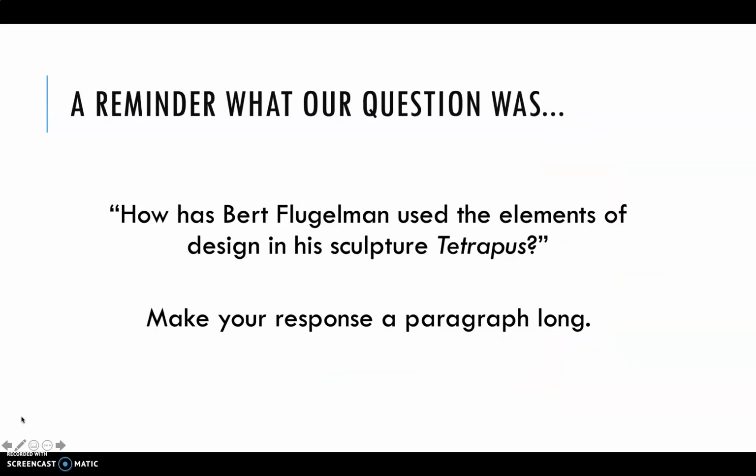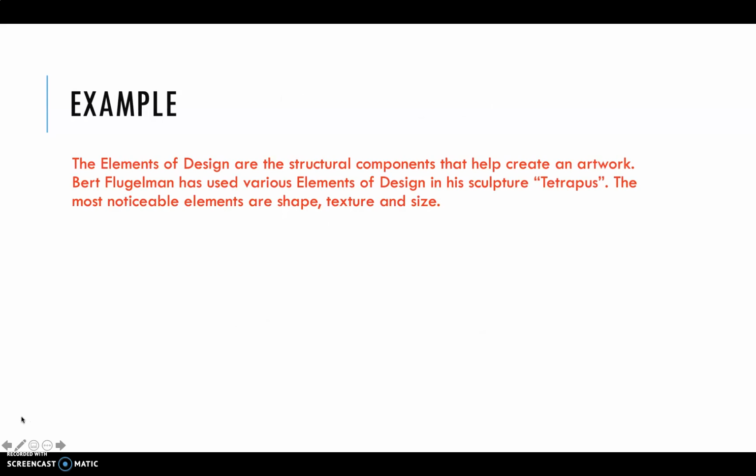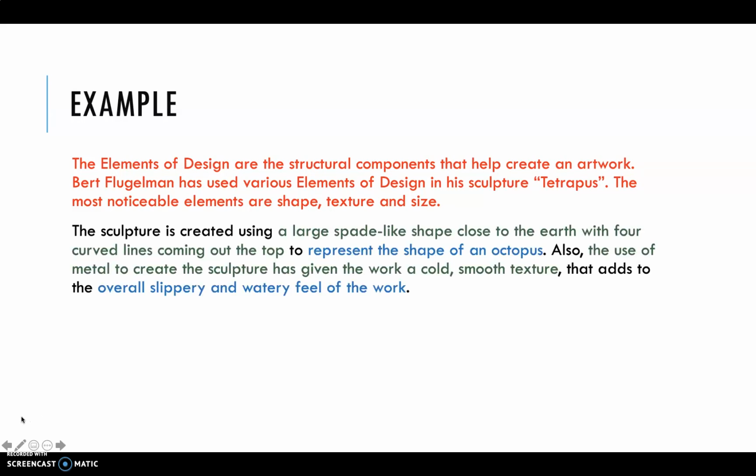So, the question was, how has Bert Flugelman used the elements of design in his sculpture? So from there, an exemplar example would be, that's our topic sentence. So you've discussed what the elements of design are. You've talked about how Bert Flugelman's used various elements of design, but the most noticeable, you've given me 3, which is good: shape, texture, and size. You've then described that using evidence from the artwork itself.